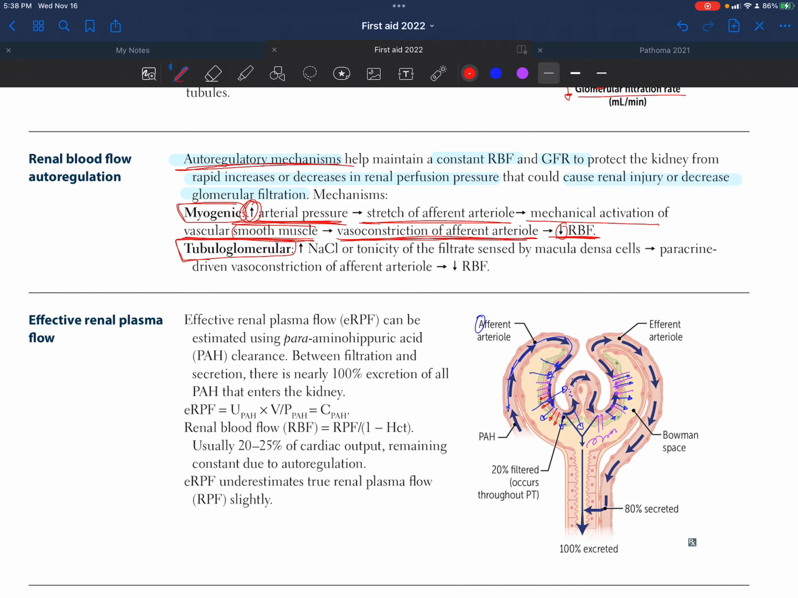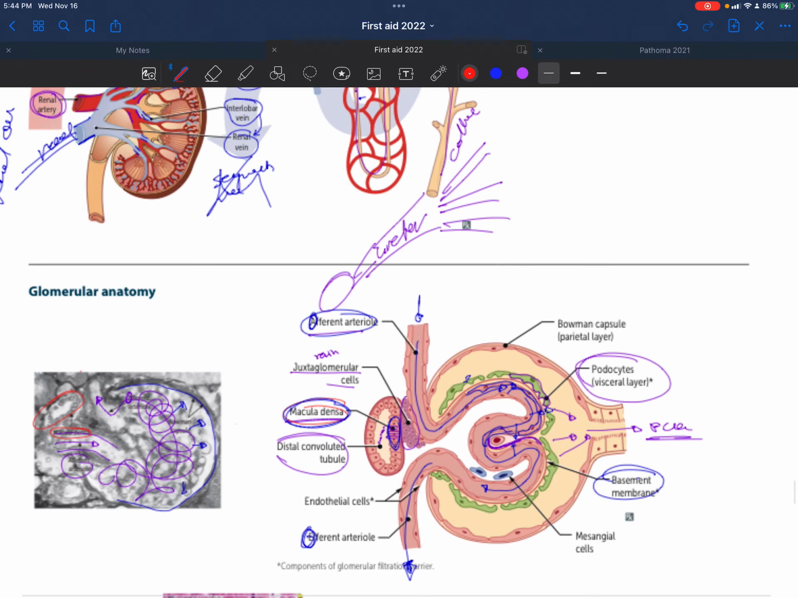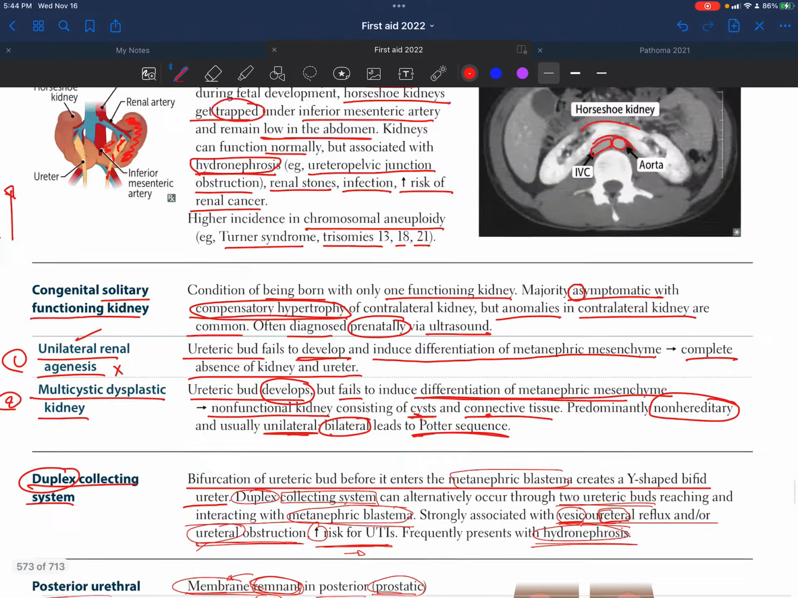For the tubuloglomerular feedback, there is the tubuloglomerular mechanism. It senses that there is an increased sodium chloride or tonicity of the filtrate. So specific cells, macula densa cells, they are the cells that we talked about over here. Where are the macula densa cells?